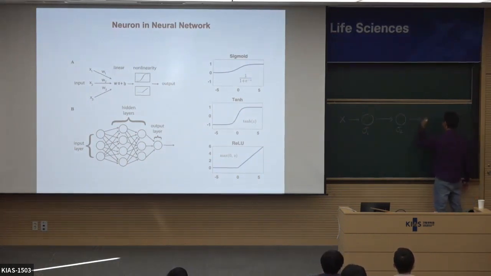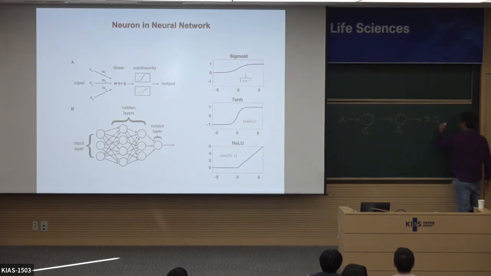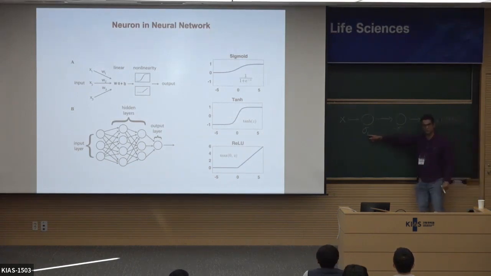Output is some function of sigma two. So let me call the output some function of sigma two, which is going to be a function of sigma one, which is going to be a function of W1x plus b. So if I just compose all this stuff, you see that it's just composition. I take x, I put it through this function sigma 1, which goes through this function sigma 2, which goes through this thing.